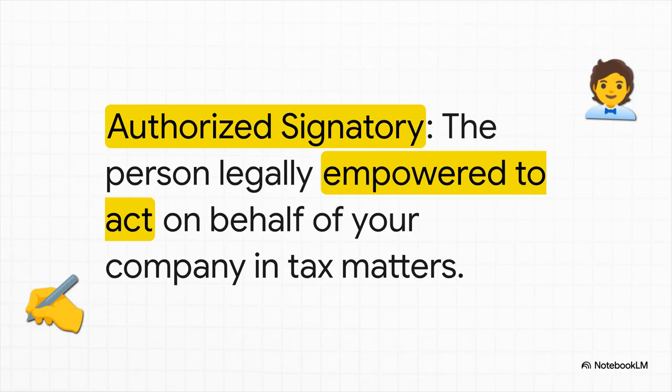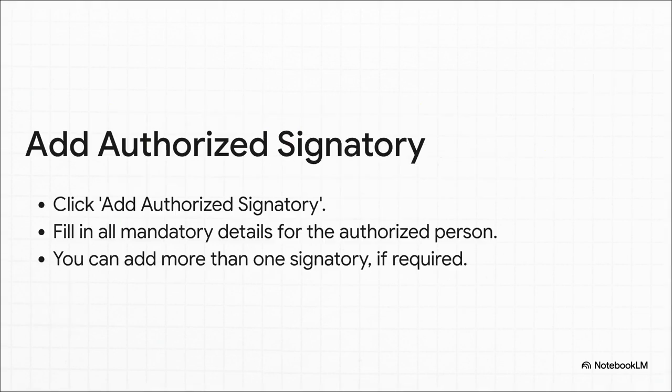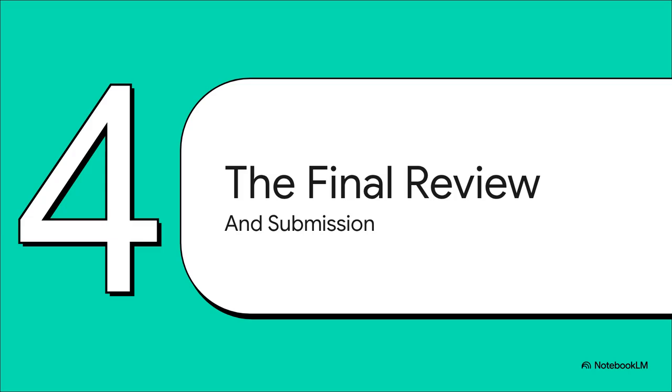Gate 4 is for the Authorized signatory. This is the person who is legally empowered to act and sign on behalf of your company when it comes to tax stuff. You'll just click Add Authorized Signatory and fill in all their details. And the system is pretty flexible here. If your company needs more than one person to have this authority, you can easily add multiple signatories in this step. And that's it for the data entry.